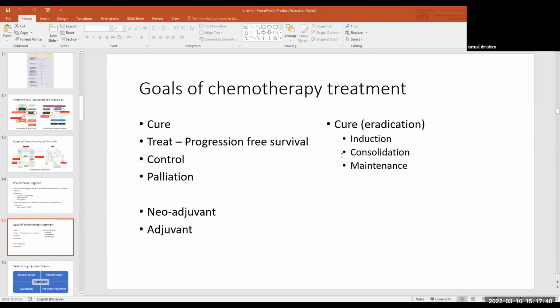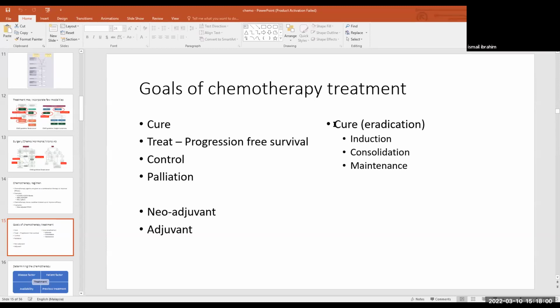We need to follow after that with consolidation, i.e. you give chemotherapy to a patient who is proven to be free from cancer on scan or whatever test that you do, in order to increase the efficacy and to reduce the relapse rate.